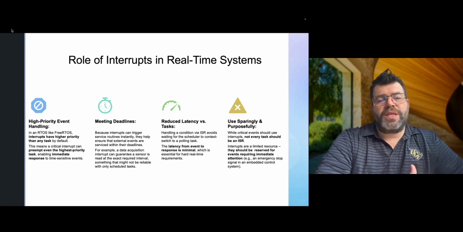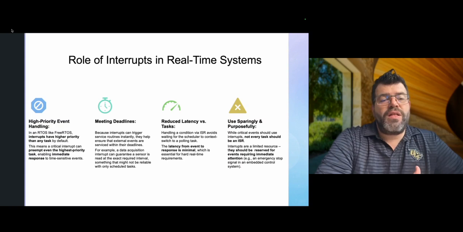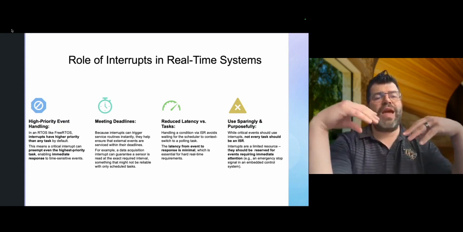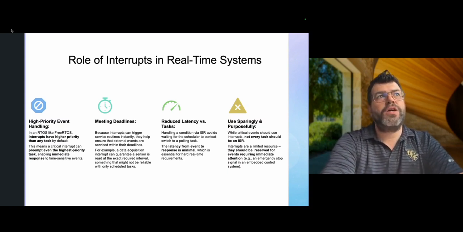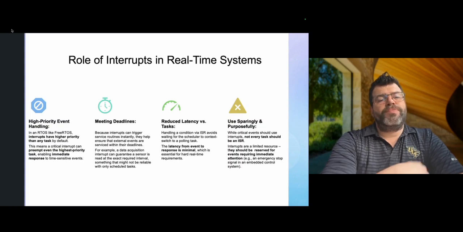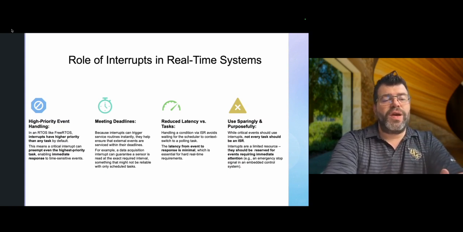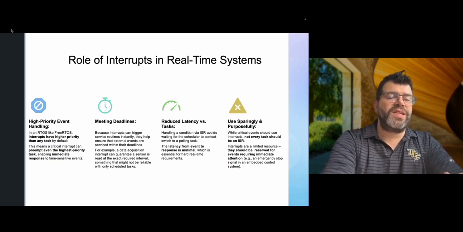Since our interrupts can trigger our service routines instantly, they are going to help us make sure that any external event that we have gets handled within its deadline. So they're a great tool. In the example listed here, a data acquisition interrupt can guarantee a sensor is read at the exact interval required, something that might not be reliable with only scheduled tasks.